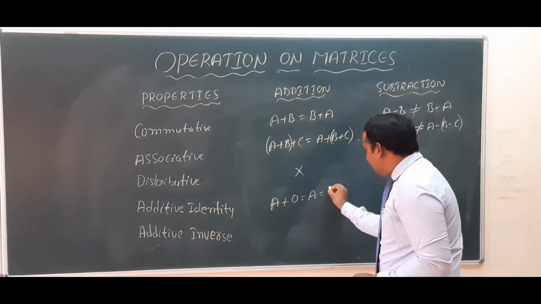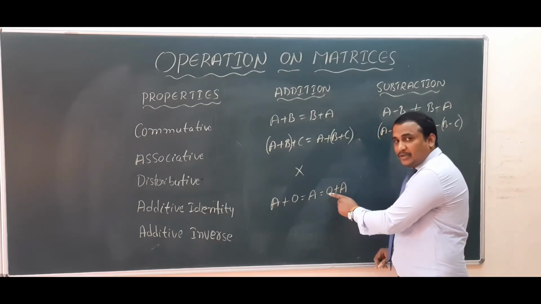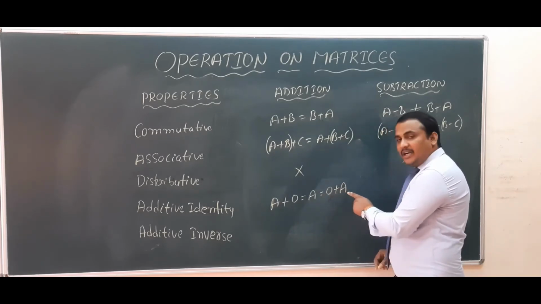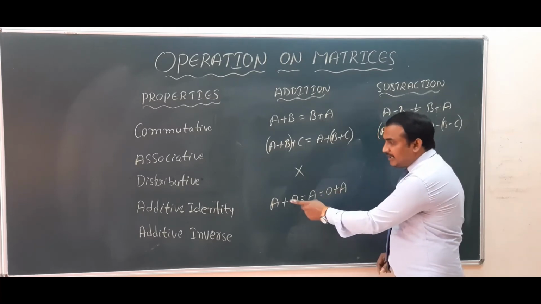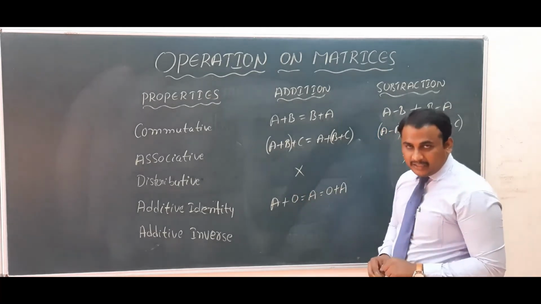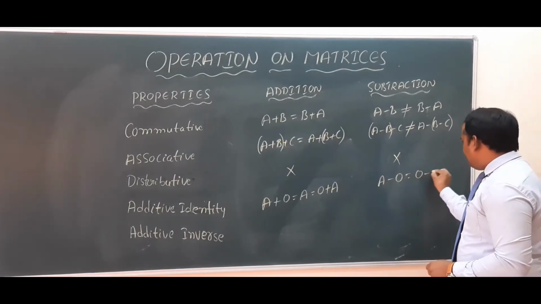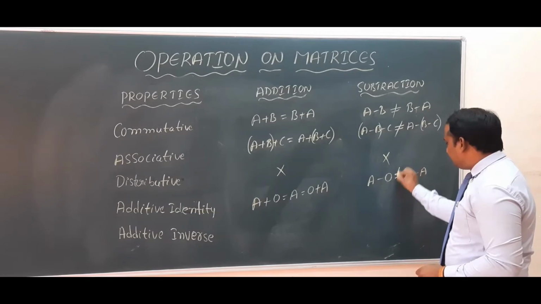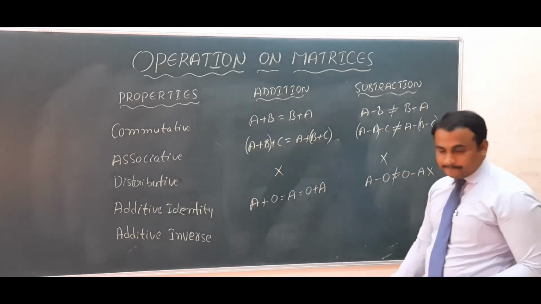Or you can add 0 plus A matrix. 0 is not a number, that 0 is a matrix. If you add the 0 matrix and A matrix, you will get the A matrix. That 0 is called the additive identity matrix. Next, subtraction: if you do A minus 0 or 0 minus A, both are not the same. That means additive identity does not exist in subtraction.